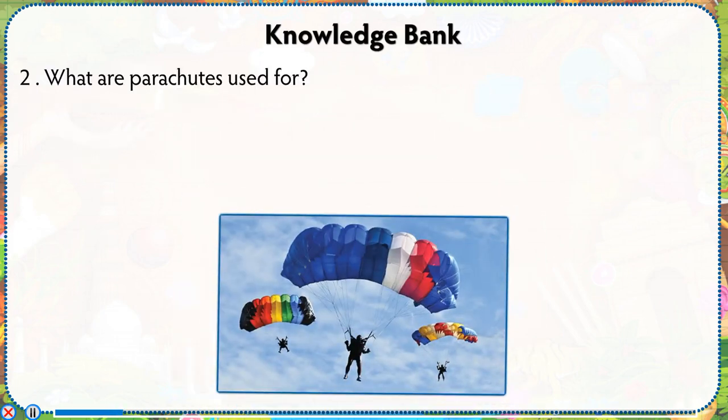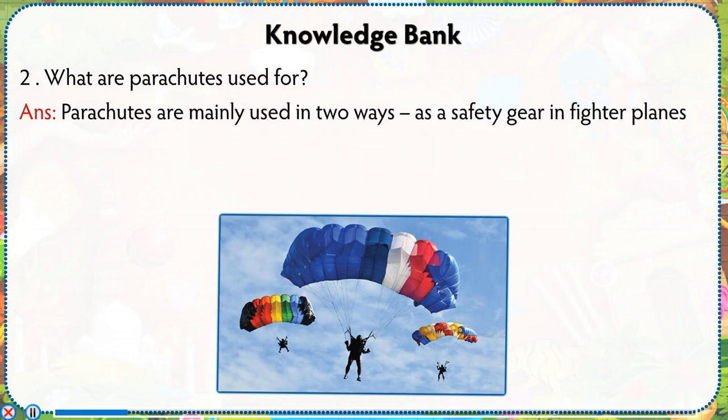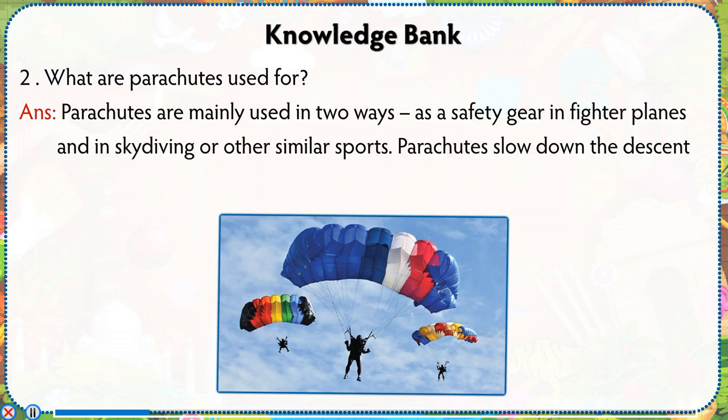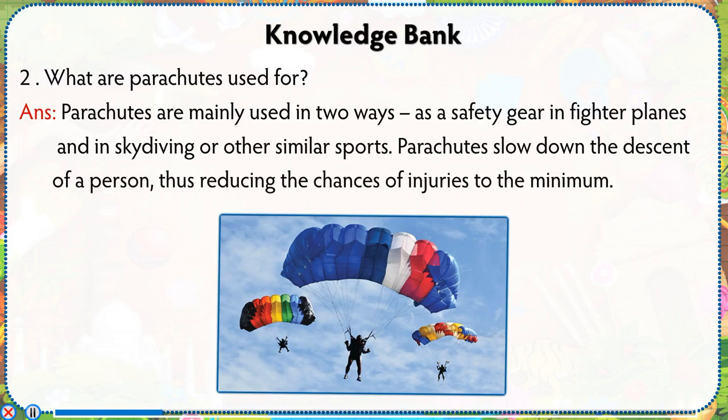Second, what are parachutes used for? Answer: parachutes are mainly used in two ways: as a safety gear in fighter planes and in skydiving or other similar sports. Parachutes slow down the descent of a person, thus reducing the chances of injuries to the minimum.